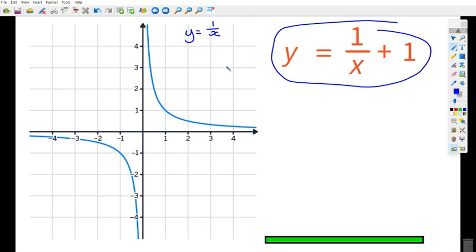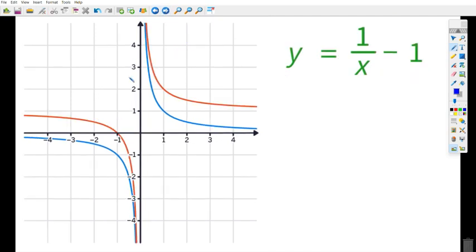So what do you think y equals 1 over x plus 1 is going to look like if I add 1? This blue graph is just going to go up 1 unit. If I go to the next slide here, there it is, here's my orange. So my orange one is y equals 1 over x plus 1.